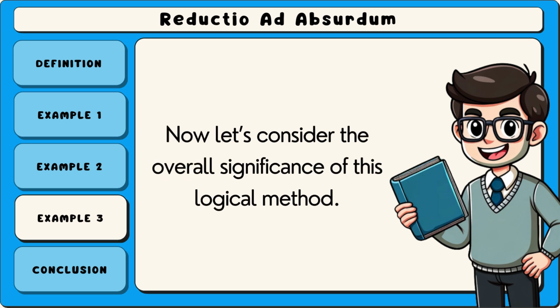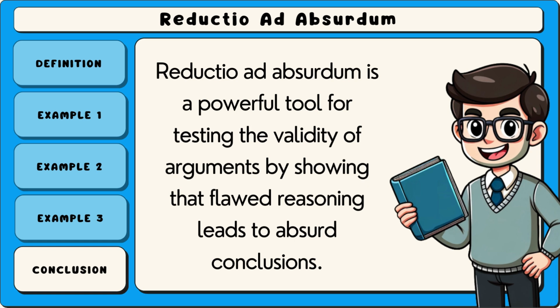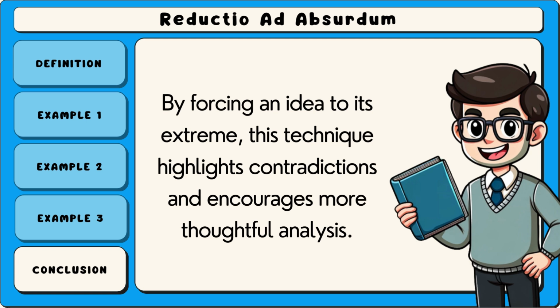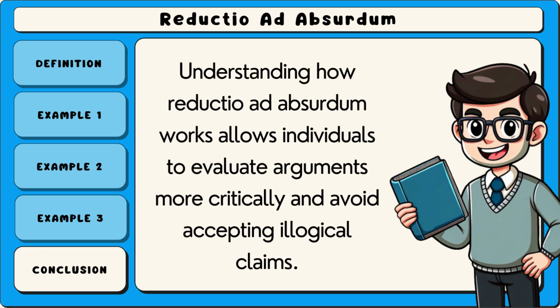Now let's consider the overall significance of this logical method. Reductio ad absurdum is a powerful tool for testing the validity of arguments by showing that flawed reasoning leads to absurd conclusions. It is widely used in mathematics, philosophy, and debate to challenge assumptions and refine logical thinking. By forcing an idea to its extreme, this technique highlights contradictions and encourages more thoughtful analysis. Understanding how reductio ad absurdum works allows individuals to evaluate arguments more critically and avoid accepting illogical claims.